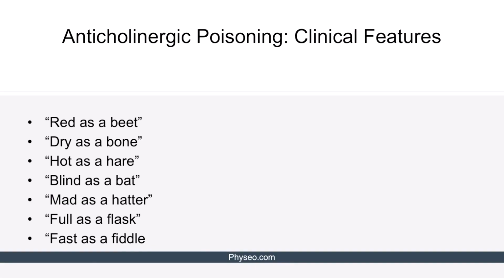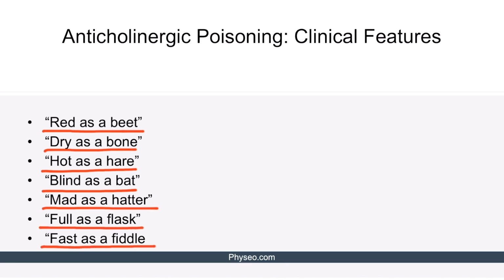Let's go through the clinical features of anticholinergic poisoning. These manifestations can be remembered by the mnemonic: red as a beet, dry as a bone, hot as a hare, blind as a bat, mad as a hatter, full as a flask, and fast as a fiddle. Let's go through these in more detail and discuss the physiological processes that lead to these classical findings.